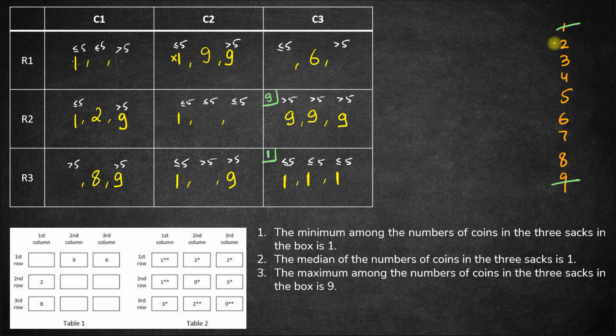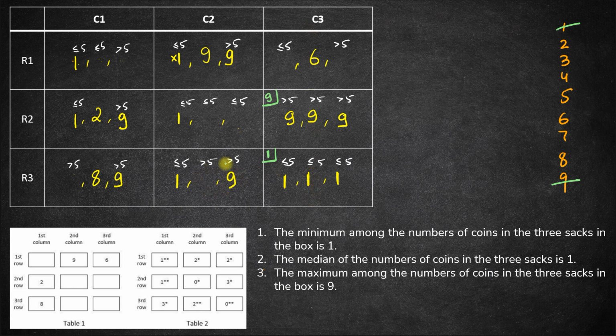Next is 2. So let's look at 2. Which box can have an average of 2? An average of 2 means a total of 6 coins in all the 3 sacks combined, right? The sum of these 3 sacks divided by 3 is going to give us the average as 2. So the total of the 3 sacks must be 6. Let's see which box can have a total of exactly 6. Fine. This itself is 6. So the total here will definitely be greater than 6. So none of these columns can have an average of 2.